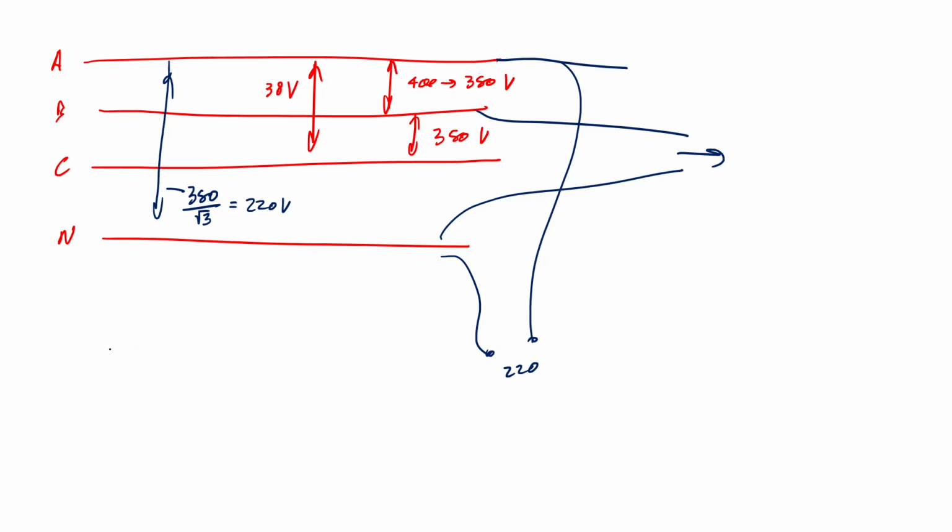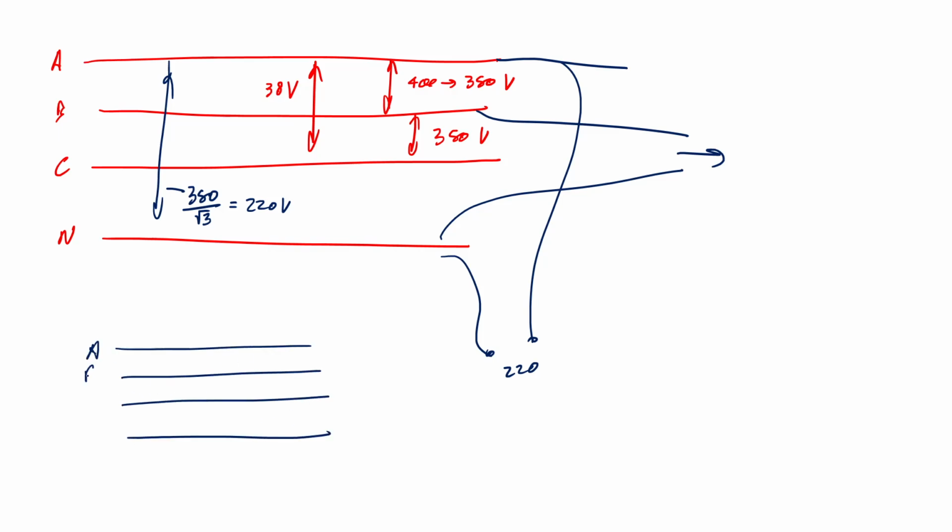A, B, C, and N. A and N, one load. This is single phase. Here, another single phase. Here, another single phase, right? So the voltage is supplied in three-phase form, where we can use single phase, or we can use three phase as well.